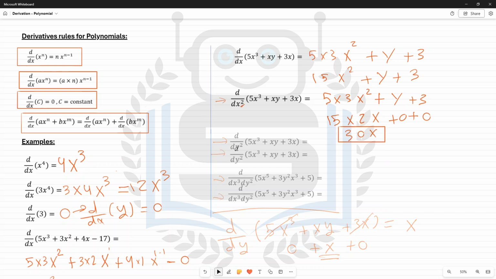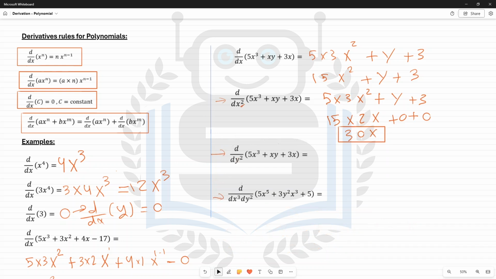Next one, we want to find the second derivative with respect to y. So that will be constant, so that will be 0, first one. Second term will be x plus 0. And then derive again. The answer will be 0. So you can notice here, if you have the highest degree or exponent for the variable you are deriving with respect to, for example, here with respect to y, so we are finding the second derivative and the highest degree for y is 1, directly the answer will be 0.